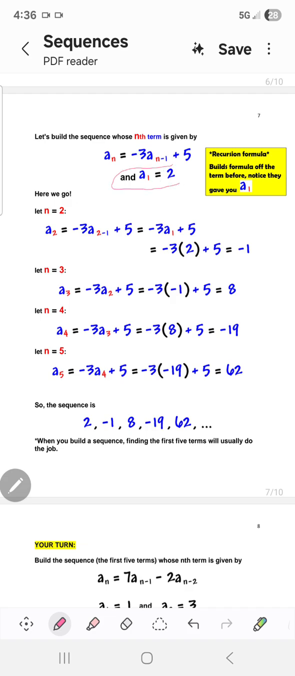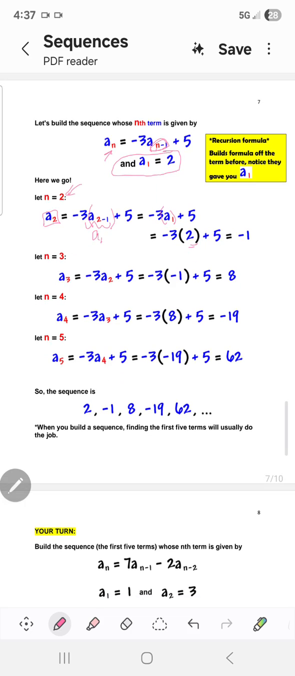We know that the first term, A1, is 2. I know the first term. Let's go find the second. I want to find the second term, so n is 2. I need to find, this is the 2 minus 1, right? 2 minus 1 is what? A1. Oh, that's lovely, because I know that, they told it to me, right? So I know that this is A1, and I know A1 is 2. So I'll just plug that in. Negative 3 times 2 plus 5 is getting me negative 1.